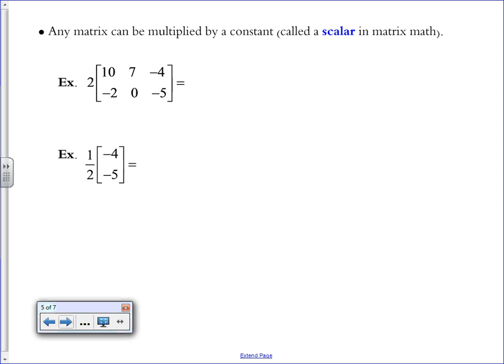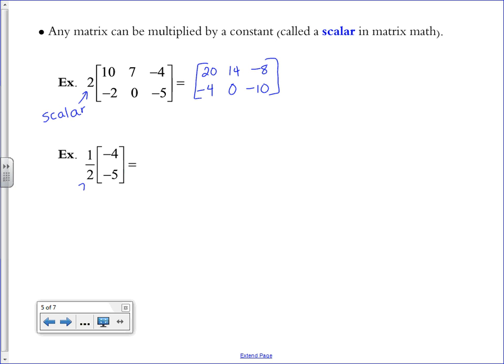Any matrix can be multiplied by a constant, which is called a scalar when you're doing matrix math. So this 2, the constant that we're going to be multiplying by, is called a scalar because we're using it to scale up the matrix or scale it down. So we're scaling it all up by 2 here, which just means I'm going to distribute a 2 through the matrix. So a 20, 14, and -8, -4, 0, and -10. The resulting matrix is still the same dimensions, 2 by 3, that it started as.